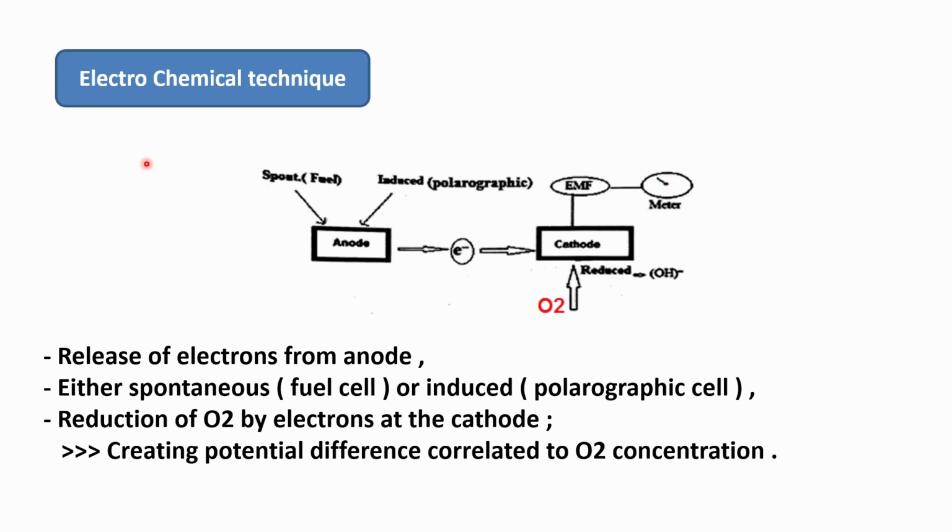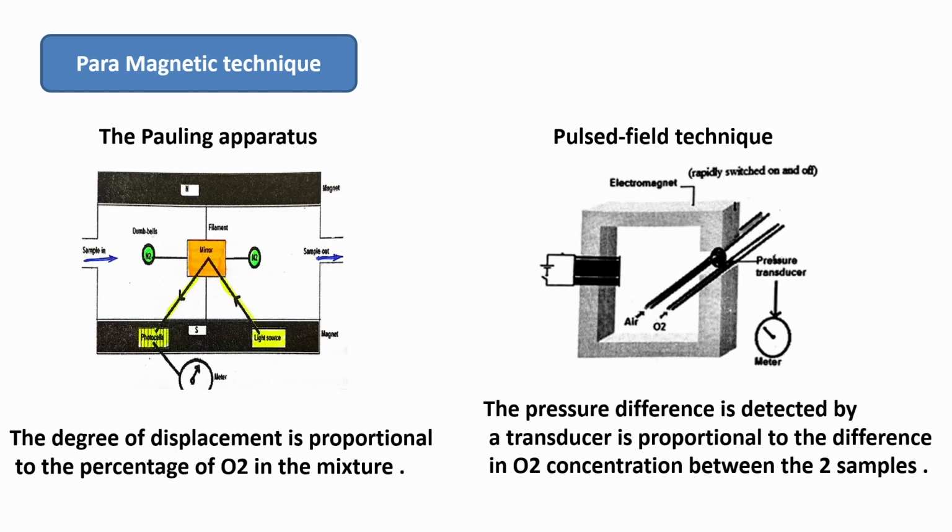This one is not widely used now, and it's very limited because the anode could be depleted and this membrane could be disrupted, so its usage is limited now. The one we are using now is the paramagnetic technique, which has two devices, the Pauling apparatus and the pulsed field technique.